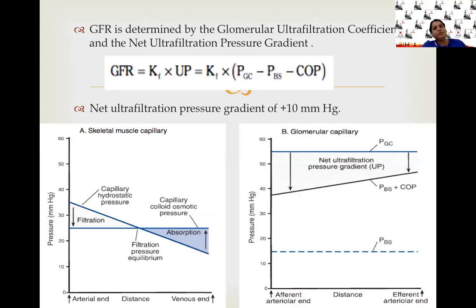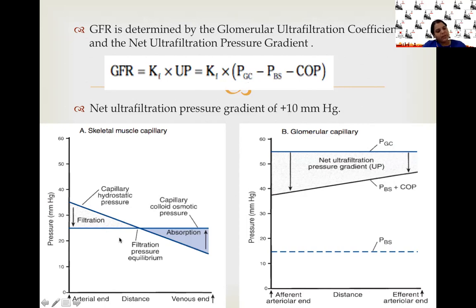So to calculate the glomerular filtration rate, as I said, there are many dependent factors. The glomerular filtration rate is determined by the glomerular ultrafiltration coefficient and the net filtration pressure, which is nothing but the hydrostatic pressure of the glomerular capillaries, the hydrostatic pressure of the Bowman's capsule, and the colloid oncotic pressure. The hydrostatic pressure of the glomerular capillary is roughly about 55, the colloid oncotic pressure is around 30, and the hydrostatic pressure in the Bowman's capsule is 15. So the net ultrafiltration pressure gradient comes to around plus 10 mmHg.